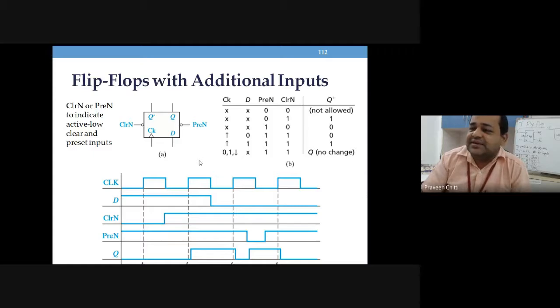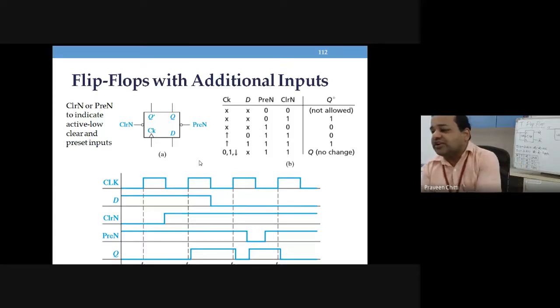You can't make both active simultaneously. That is like making clear and preset simultaneously active. You are asking it to set as well as reset at the same time. That is not allowed. So you should never make both clear and preset signals active at the same time. Only one should be active at any given time.